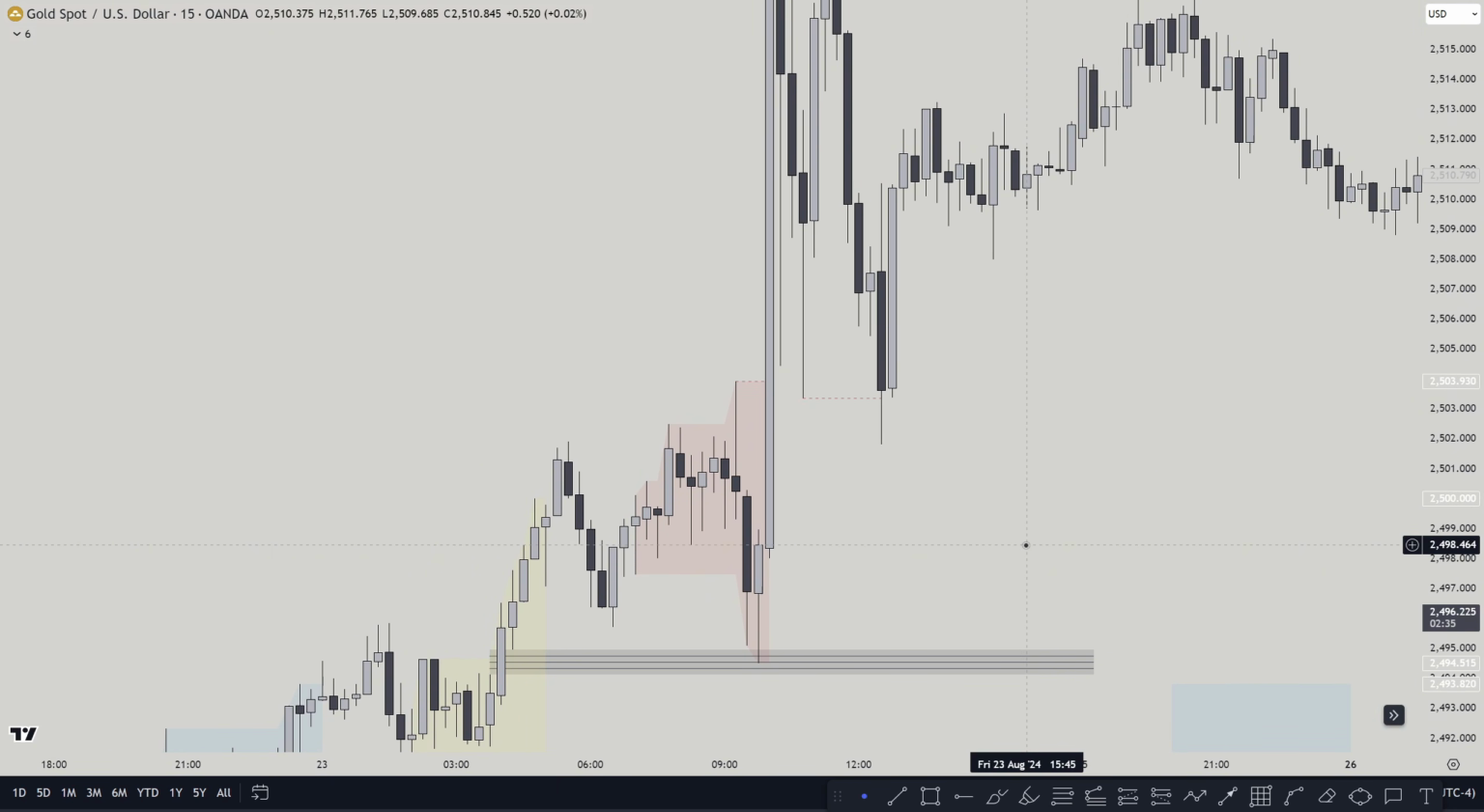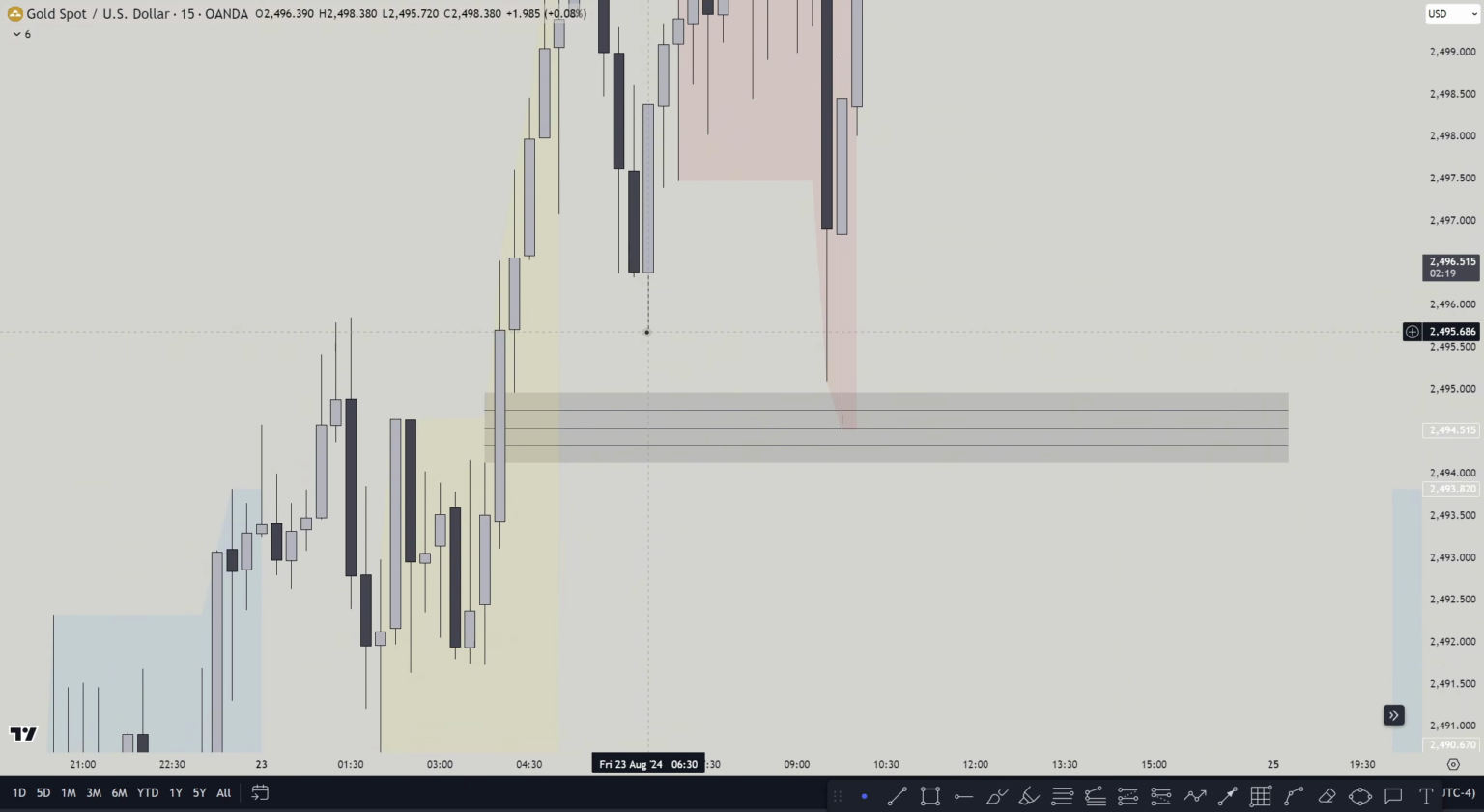So two things. First one is the 50% test of the fair value gap. Another thing is the sweeping of liquidity, especially if it's another inducement. So for example, a high or low inside of a fair value gap, or a high or low that is close to a fair value gap.